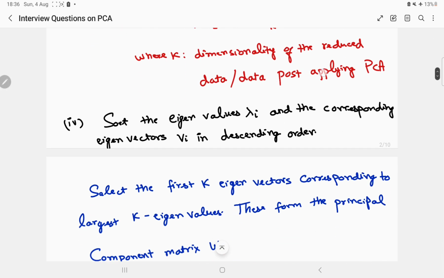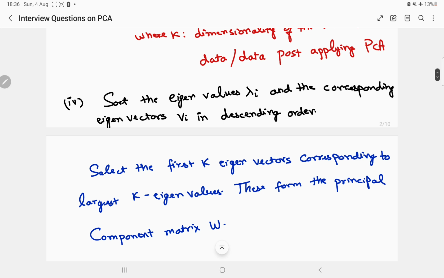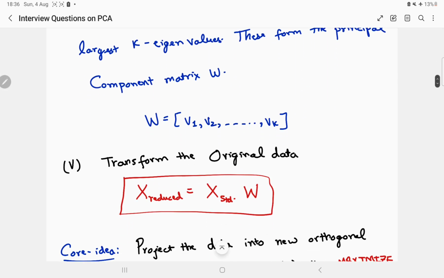And the next step would be to sort the eigenvalues, say lambda i, and the corresponding eigenvectors, say vi, in descending order. Select the first k eigenvectors corresponding to the largest k eigenvalues, and these would form your principal component matrix. Let's call that W. And W is typically given as all of these eigenvectors that you have found out, say v1, v2, so on up till vk.